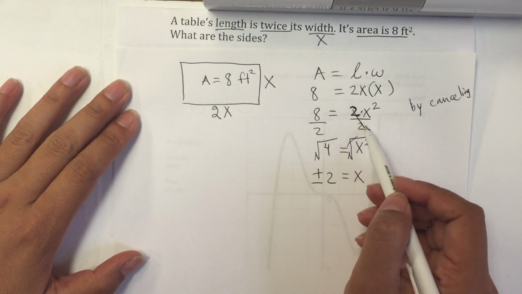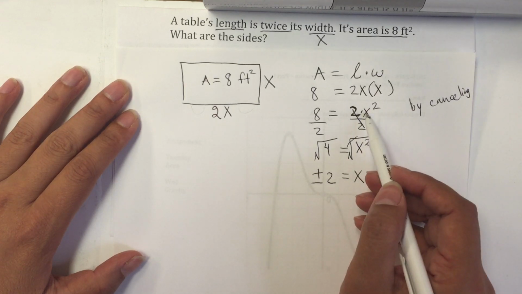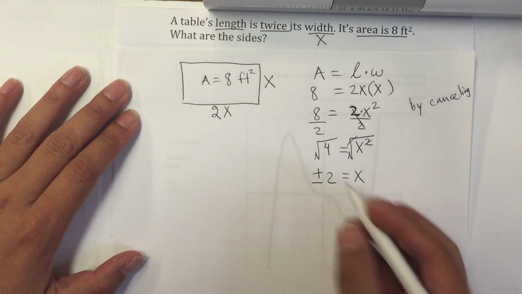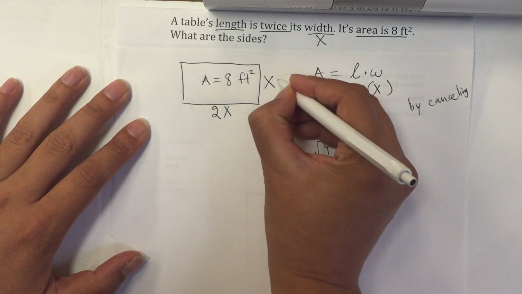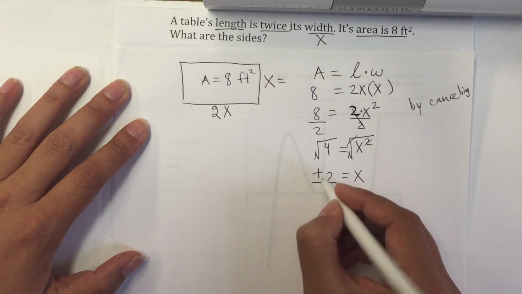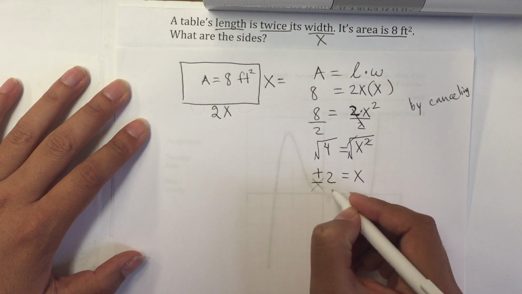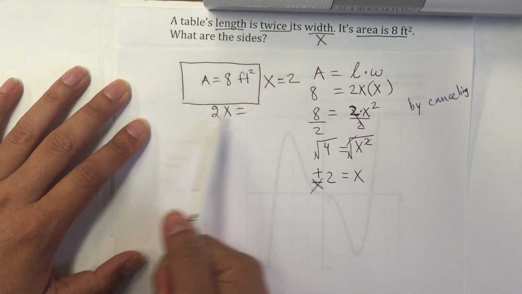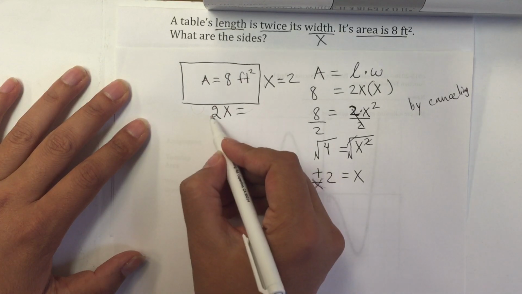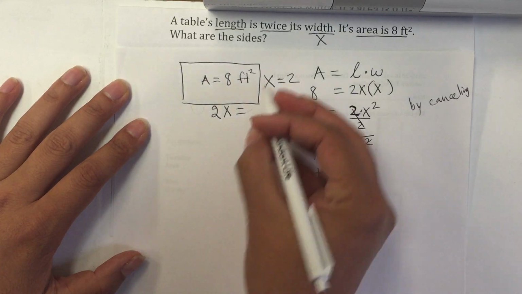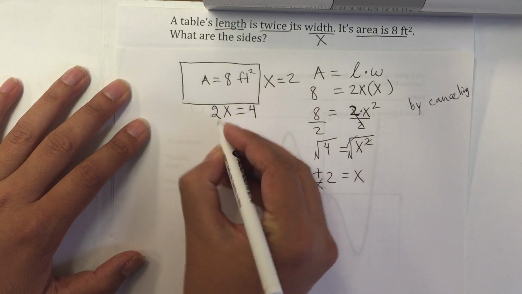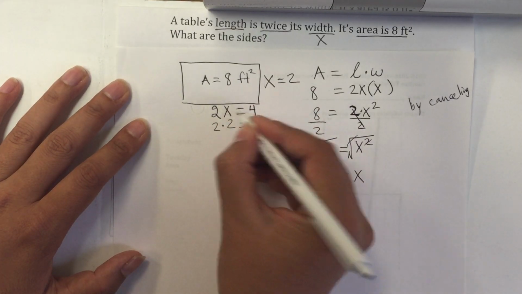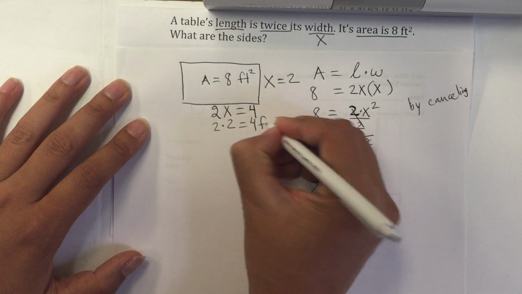Okay? Why did I do this? Because I didn't have 2 different terms and I was able to cancel the 2 and then the square. So this means that my width, again, the negative can't be, so it's only positive 2. And my length is twice, so 2 times 2 is equal to 4. All I did was replace the x by the 2 that I found here, and 2 times 2 is equal to 4. 4 feet.